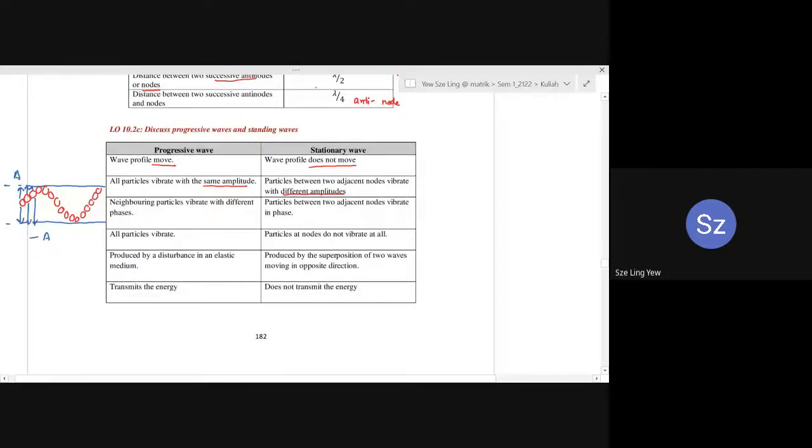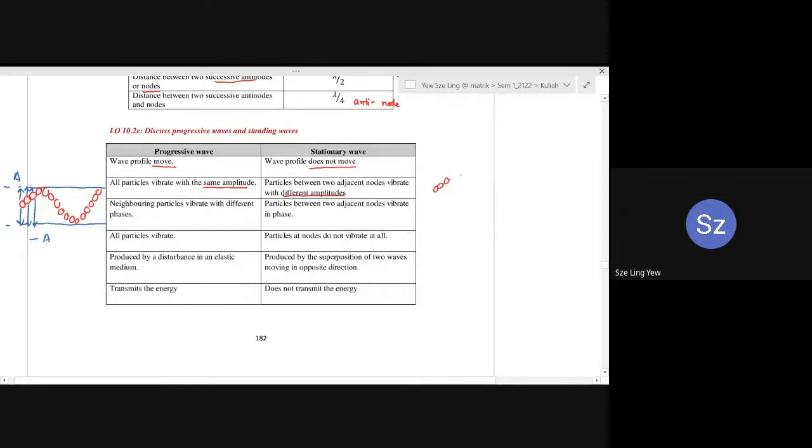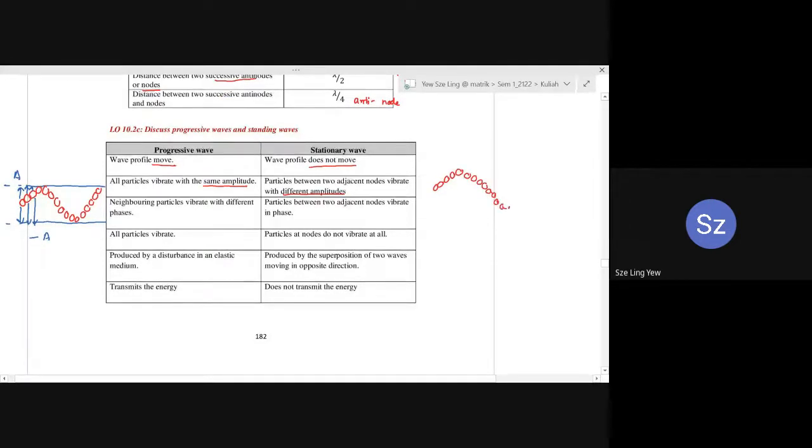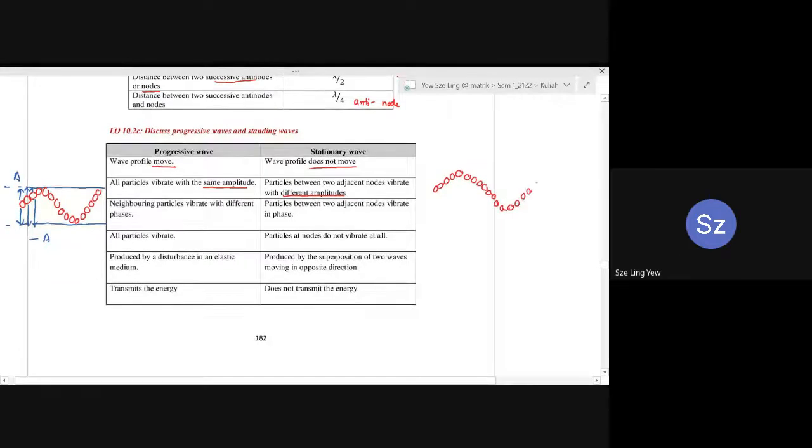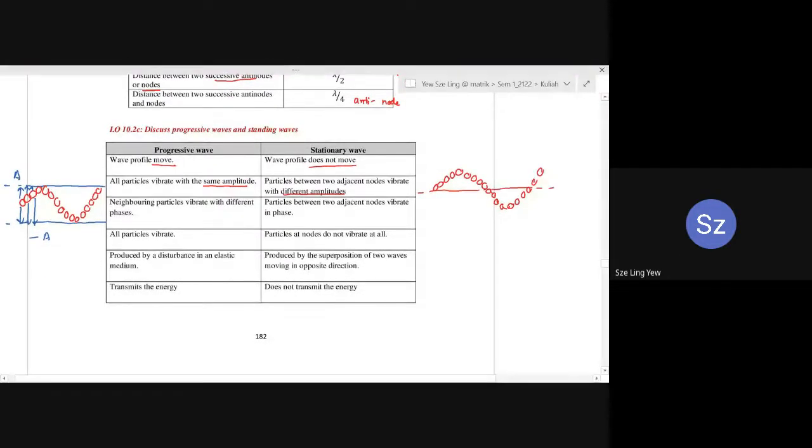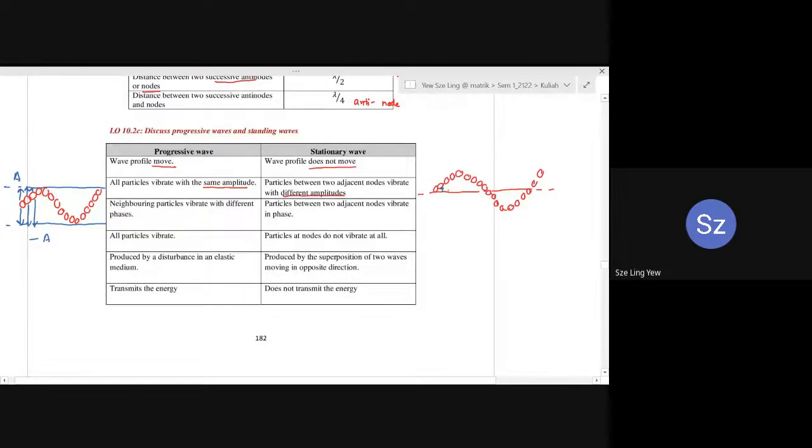But when it comes to a stationary wave, because the wave is not moving, if you have a wave that looks like this, then the amplitude is fixed. This is our equilibrium position. Every particle has its fixed amplitude. They won't change anymore.